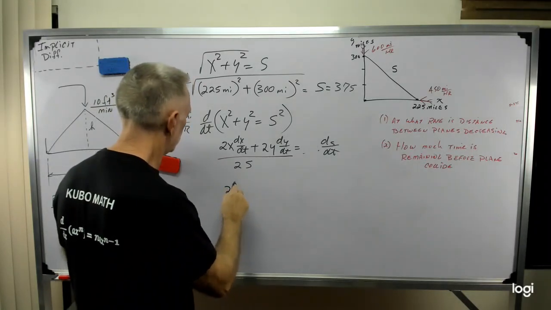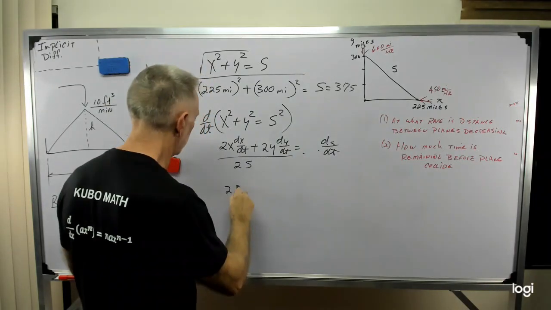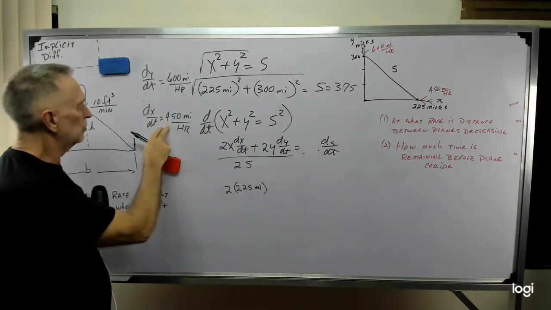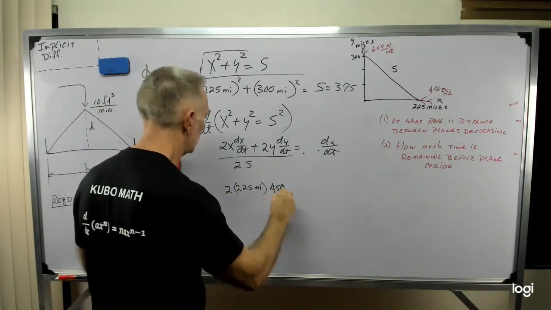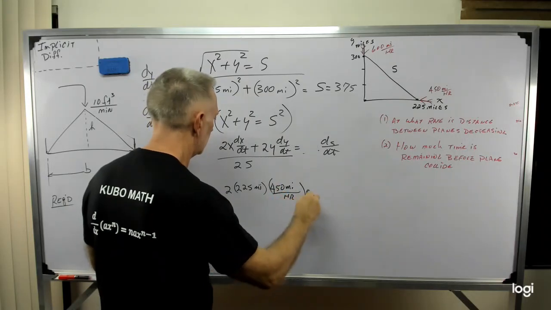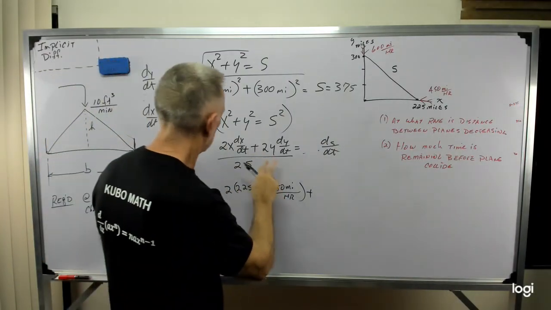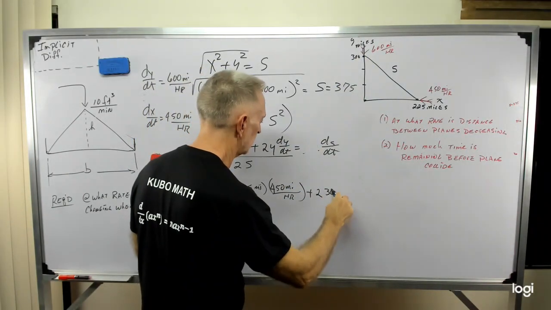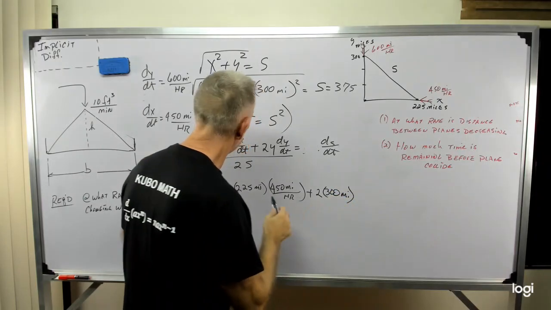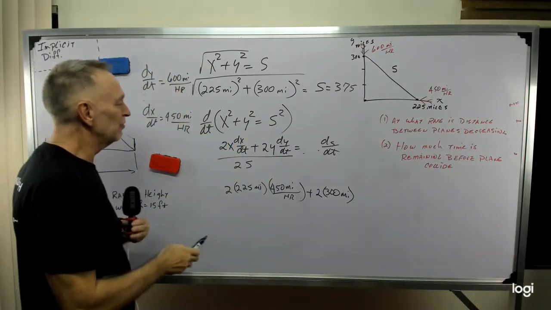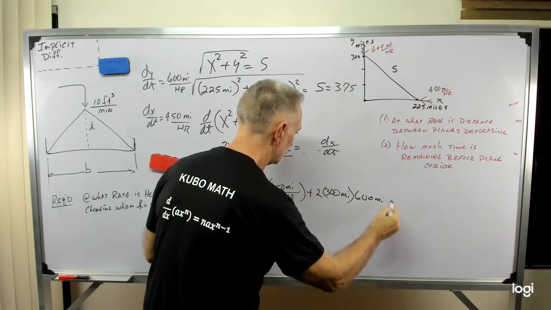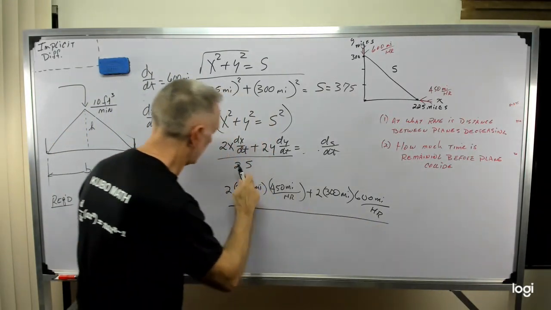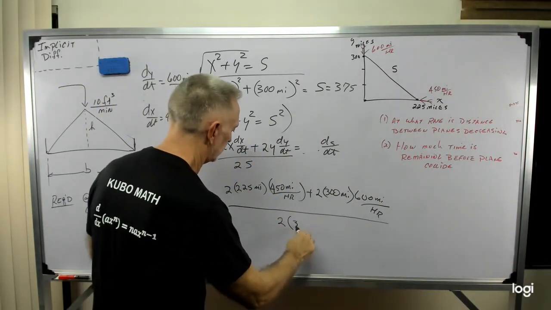So now I have 2 times x, which is 225 miles, times dx/dt, which we said was 450 miles per hour, plus 2 times y, which was 300 miles. You can hear that rooster crowing across the road again. Times dy/dt, which was 600 miles per hour. And I haven't forgotten my 2s here. What did we say s was? 375 miles.